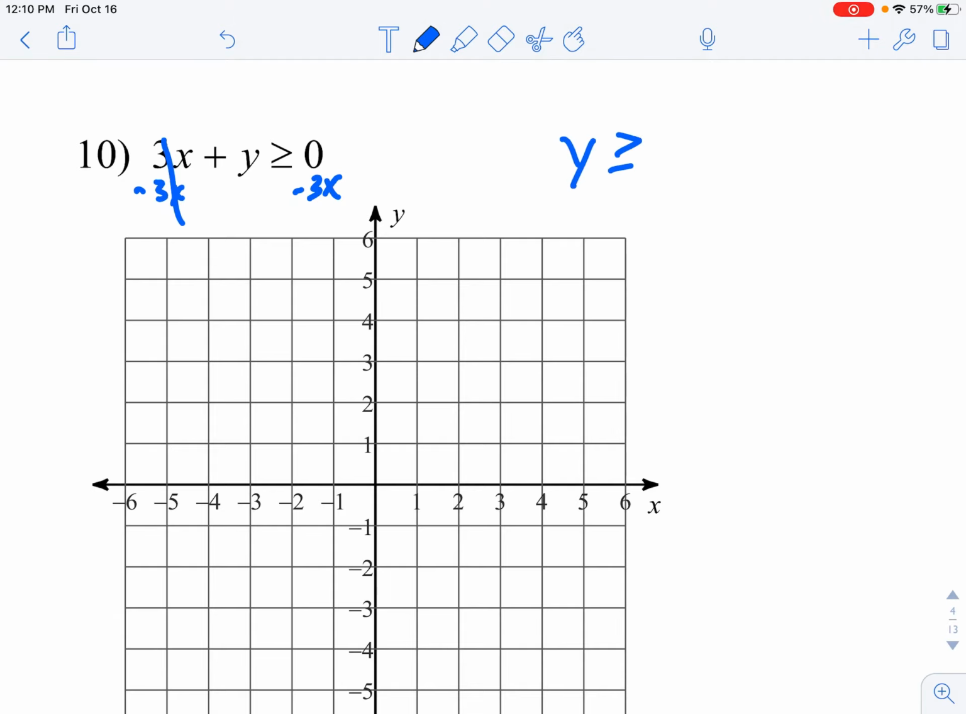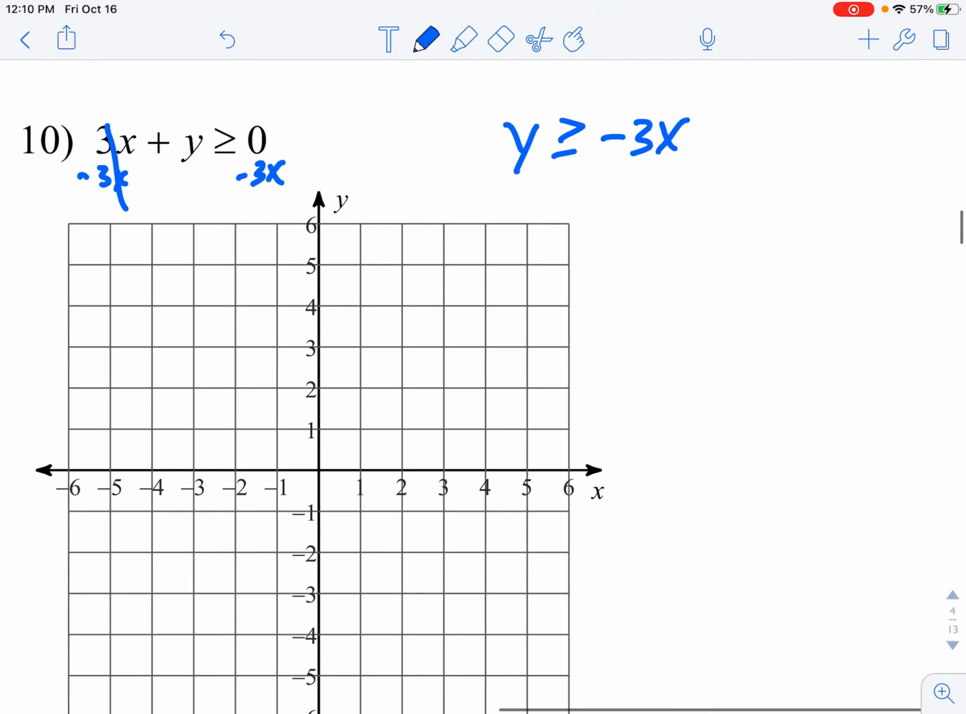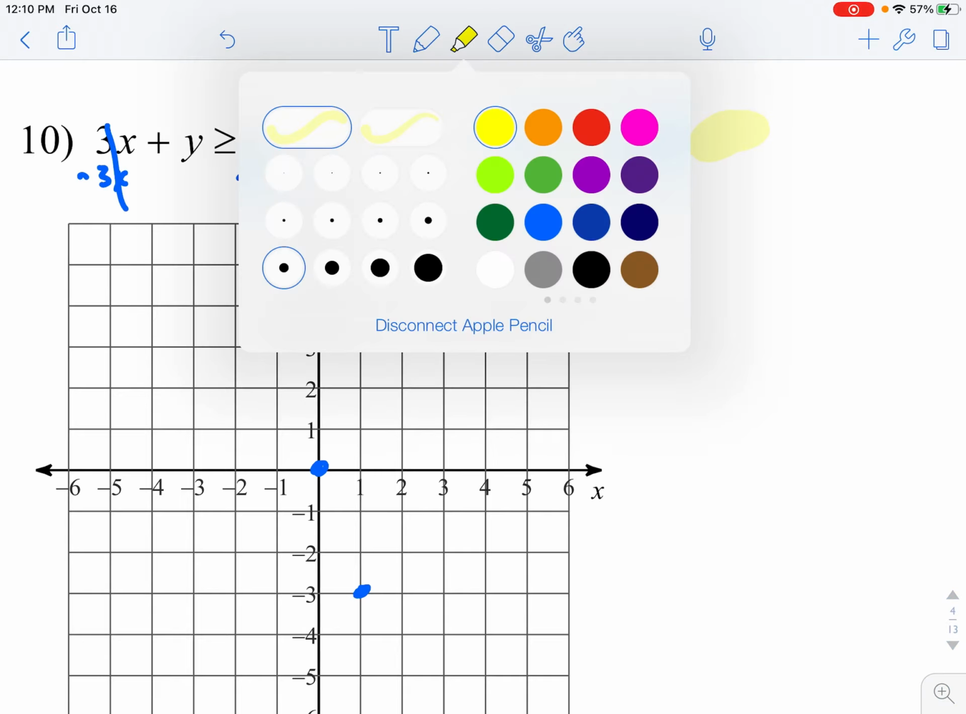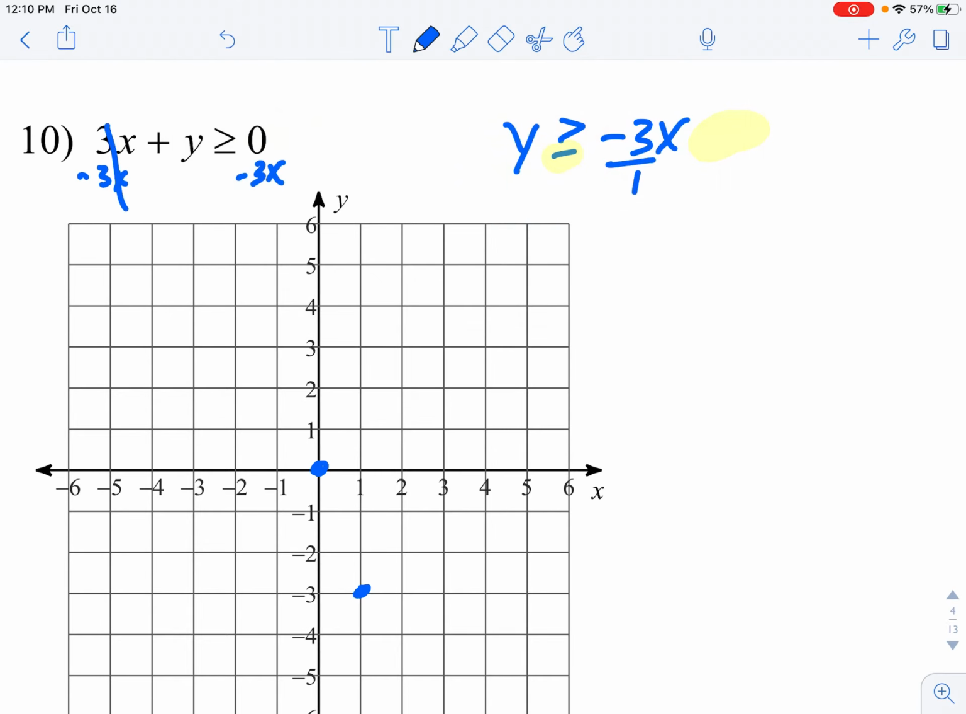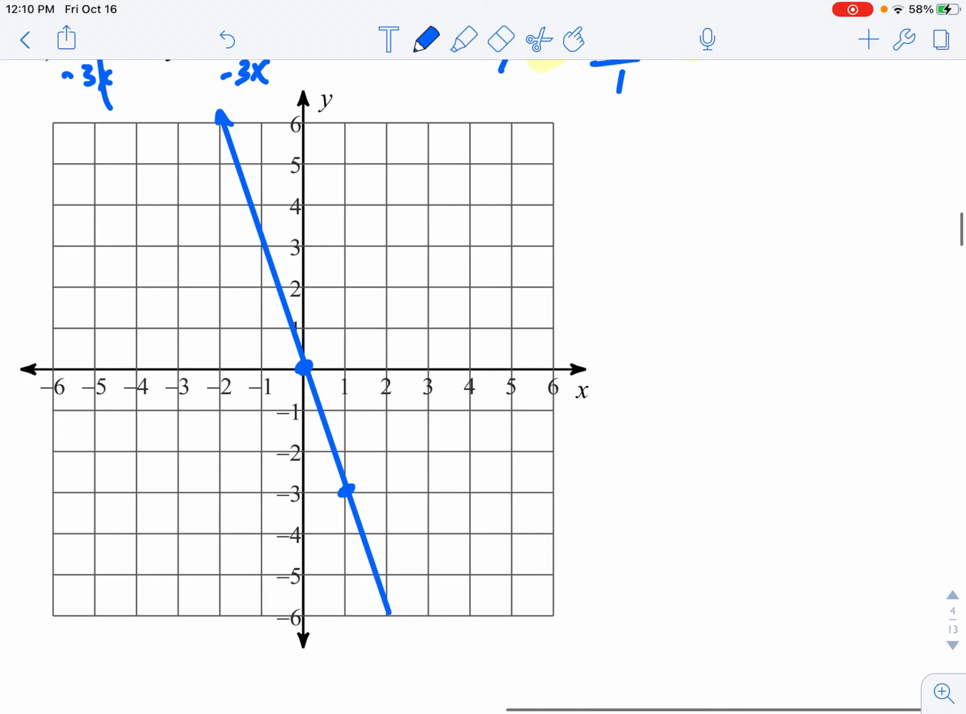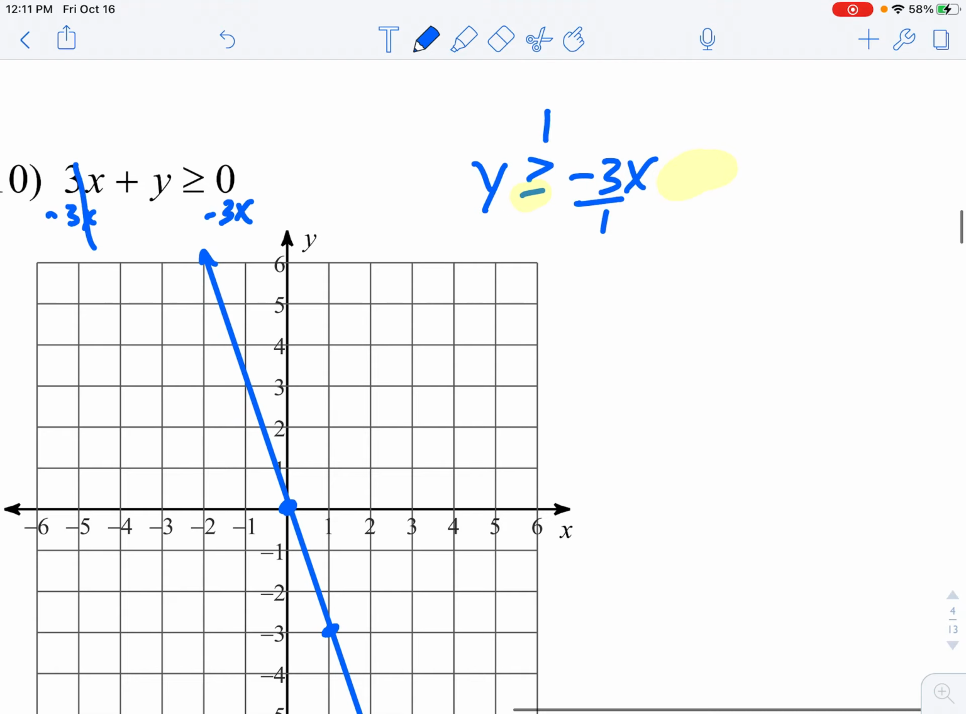Y is greater than or equal to negative 3x. Okay, the y-intercept, there is none. That means it goes through 0. The slope is negative 3, which you treat as negative 3 over 1, down 3 over 1. There is an equal sign, so I need to do a solid line. So something like that. And because it's a greater than, I shade above the graph.